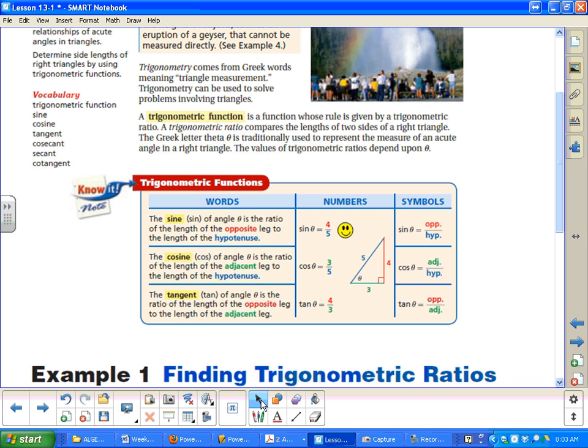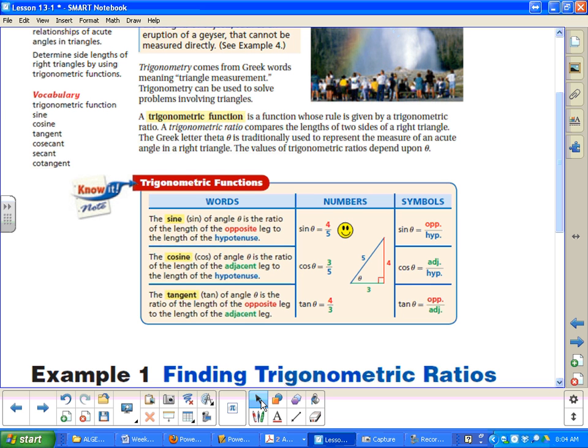Sine is defined as the ratio of the length of the opposite side leg to the length of the hypotenuse. When you're looking at right triangles, you always want to be able to identify right away what is the adjacent side, what is the opposite side, and what is the hypotenuse. The hypotenuse is always the longest side of the right triangle, which means it's across from the right angle. The adjacent side and the opposite side depend on which angle we're talking about.